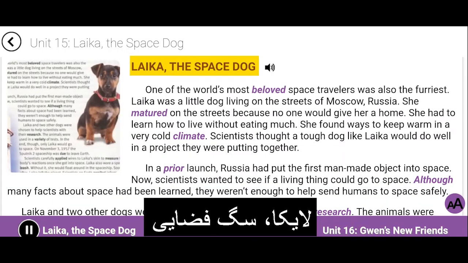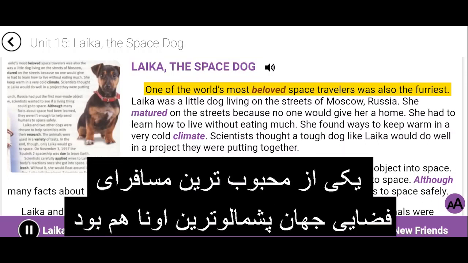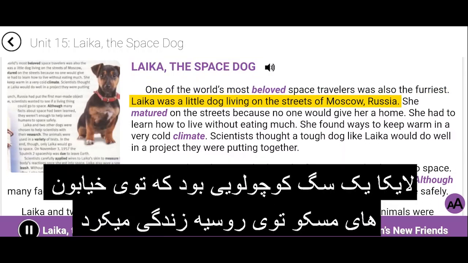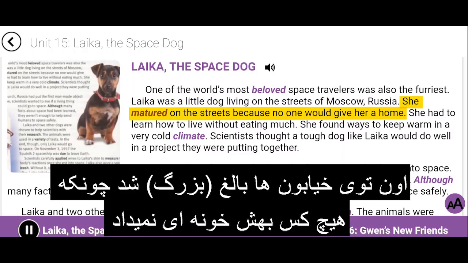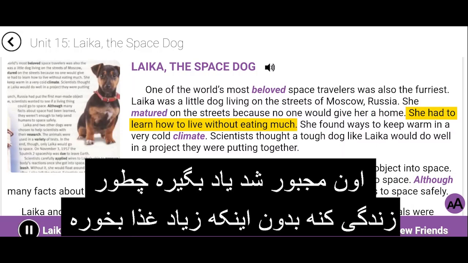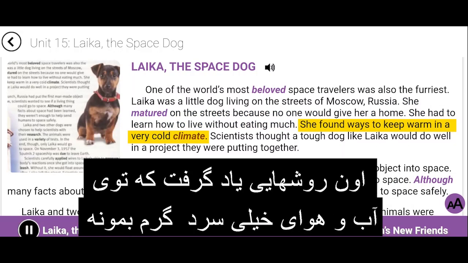Laika, the space dog. One of the world's most beloved space travelers was also the furriest. Laika was a little dog living on the streets of Moscow, Russia. She matured on the streets because no one would give her a home. She had to learn how to live without eating much. She found ways to keep warm in a very cold climate.